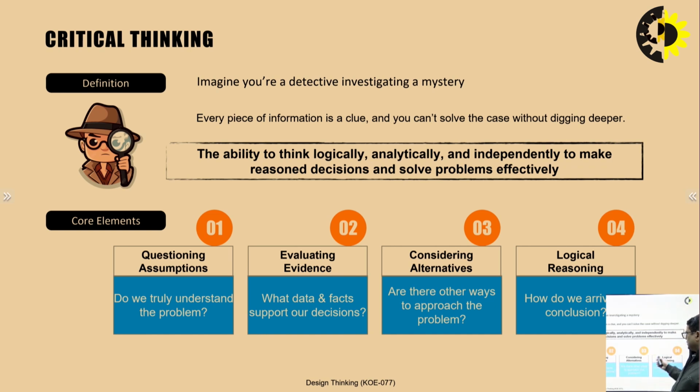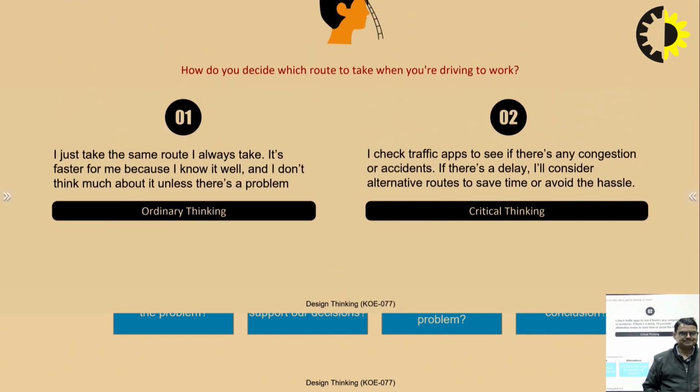The fourth element of critical thinking is logical reasoning. We need to think logically. Whatever information comes in front of us, we need to understand the logic behind it. We need to be able to understand the truthfulness or the validity of that particular information. So, these are a few core elements of the critical thinking process. On the basis of this, we will evaluate the further things in our discussion.